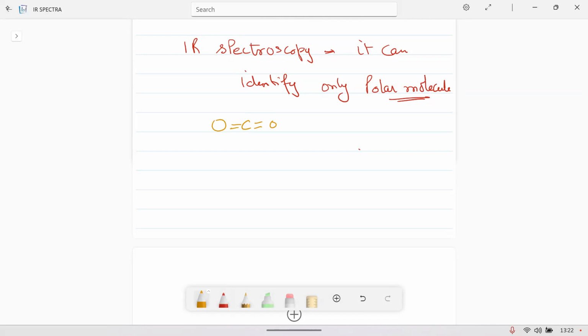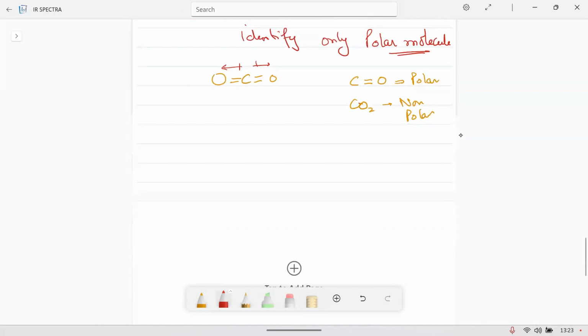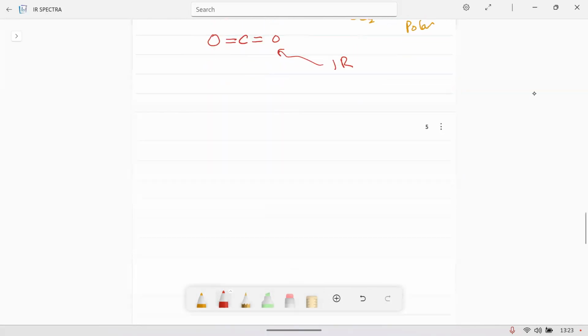Carbon dioxide. Based on our information, we know the C=O bond is polar because of the electronegativity difference, but the CO2 molecule is non-polar. The CO2 molecule is non-polar because the dipoles are in opposite directions, or you can say the shape is symmetrical. But the problem is when this carbon dioxide molecule absorbs the IR radiation, it may start bending or stretching and so on.